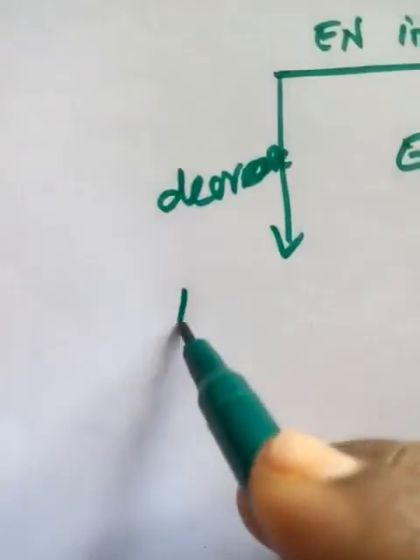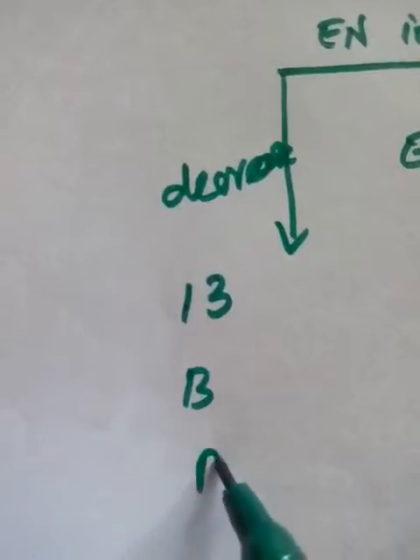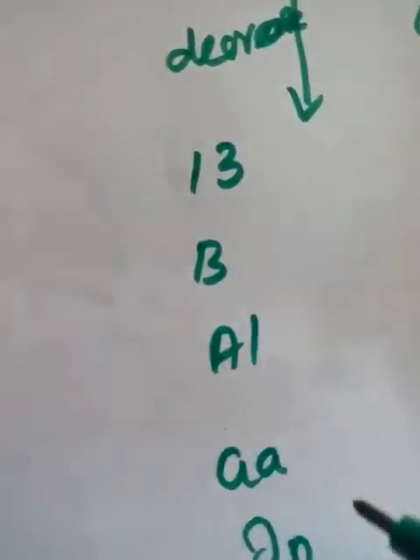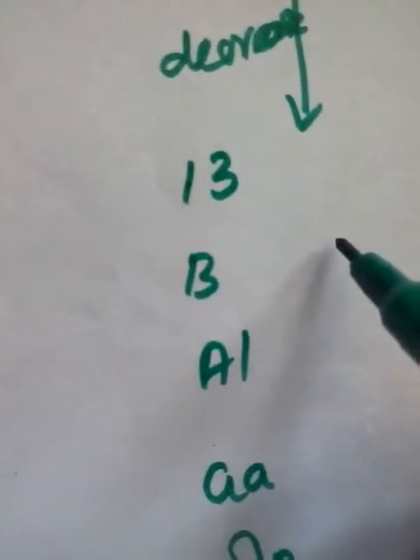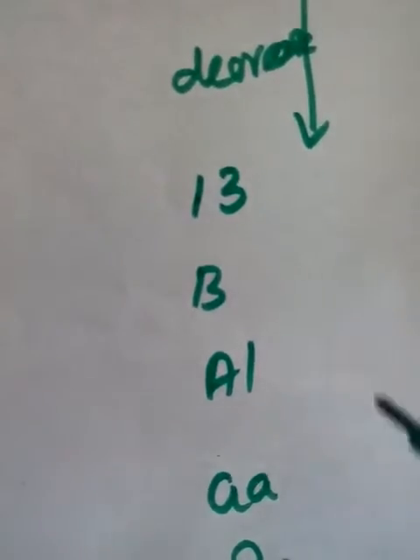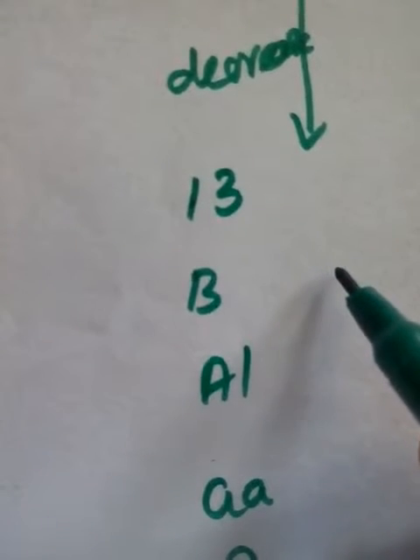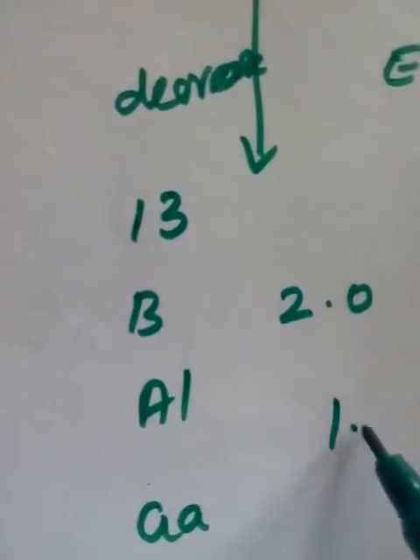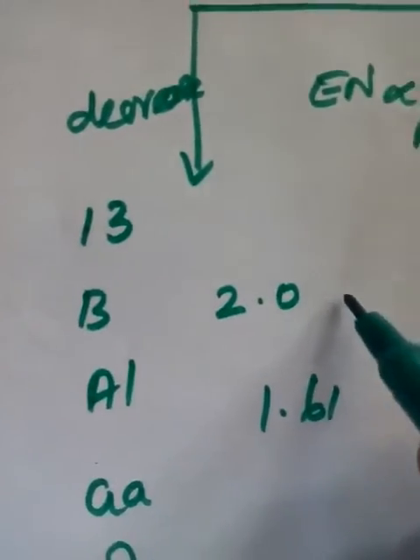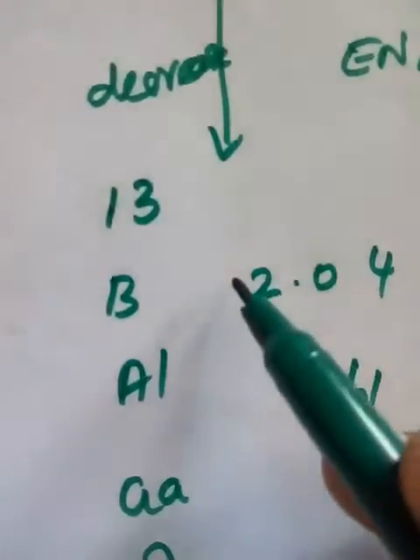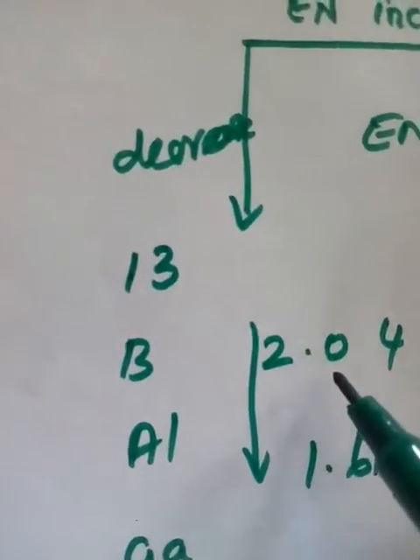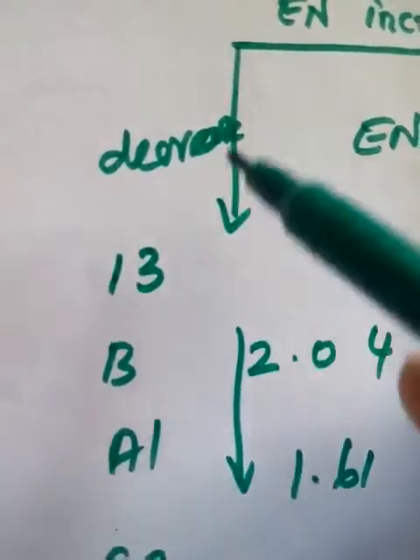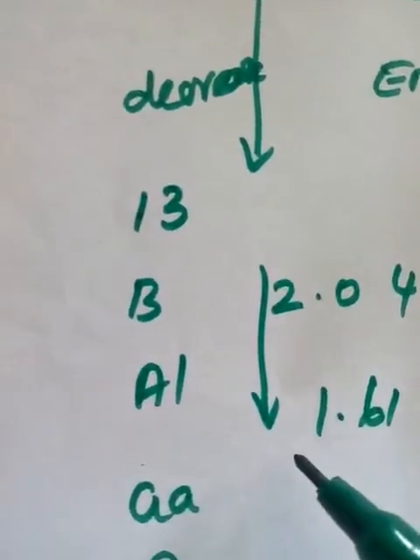I'm going to write the group 13 elements: boron, aluminium, gallium, indium and thallium. When we compare the electronegativity, from boron top to bottom, actually it should decrease. The electronegativity value of boron is somewhat 2.04. Likewise, the electronegativity of aluminium is somewhat 1.61. So when you compare boron and aluminium, the electronegativity value decreases, as we studied in the periodic table, top to bottom it should decrease. So boron to aluminium, it decreases.